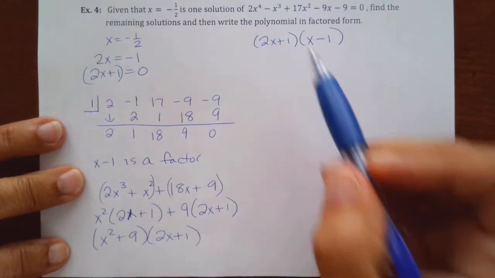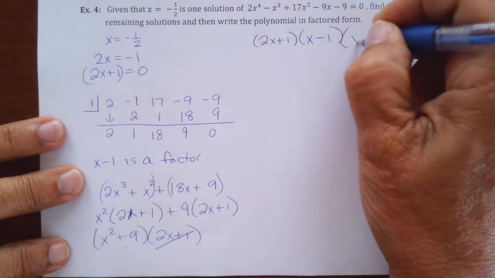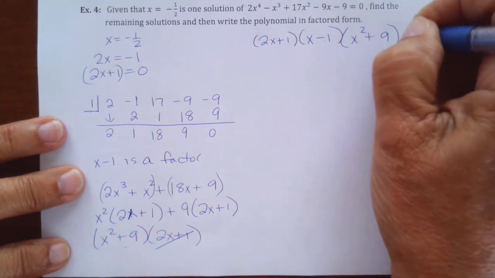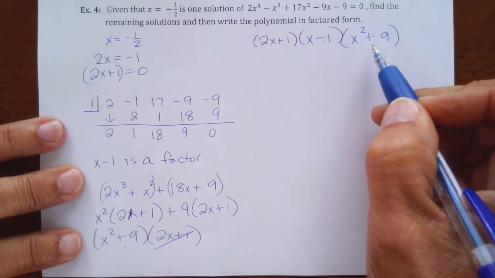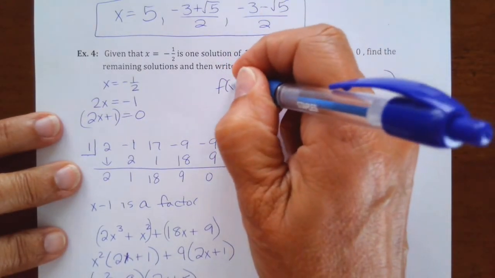Okay, so here's a factor, there's a factor. So I already have that one. So there's the other two. And those are definitely imaginary, right? Because you can't have -9. X squared can't equal -9. So there's the factored form.